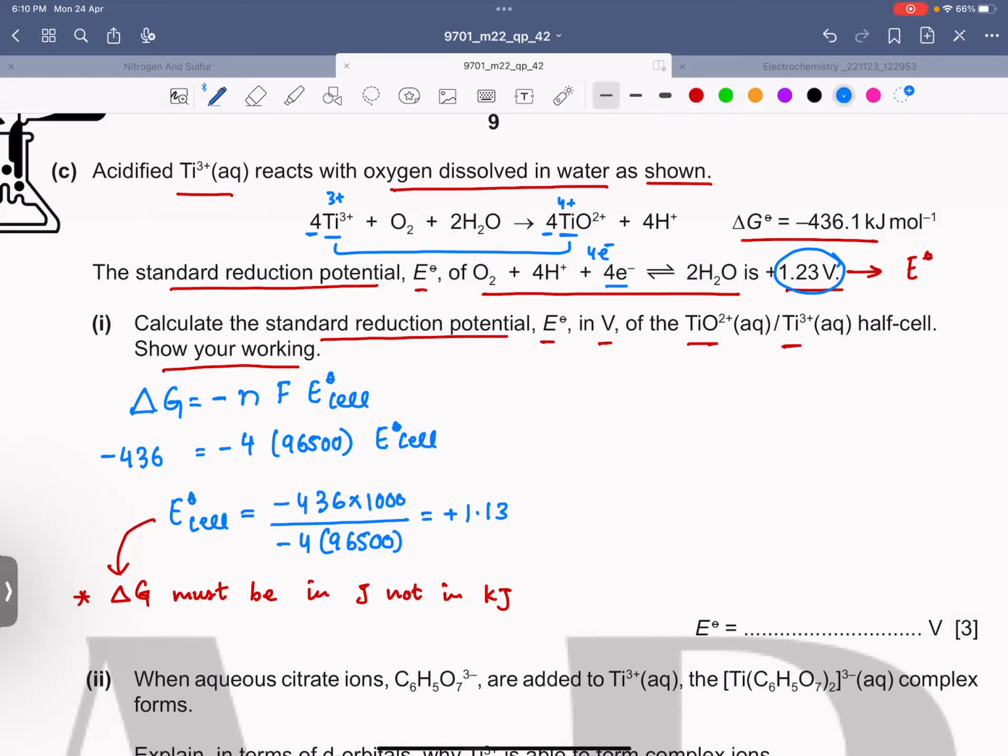So I got the E naught cell that is in volt, and it's positive, right? Yes, sir. So from this, what I can conclude is that this one is the one where the reduction is taking place, because we got this value positive.